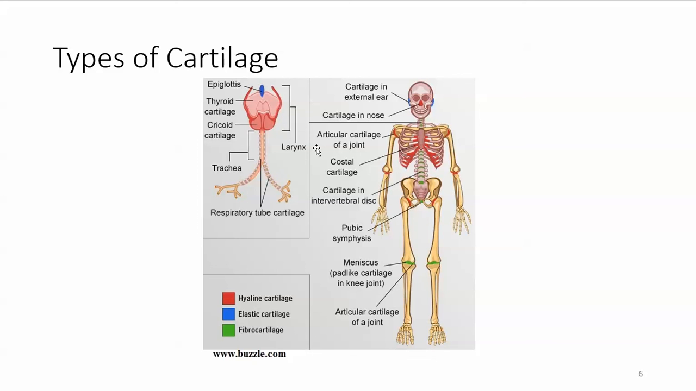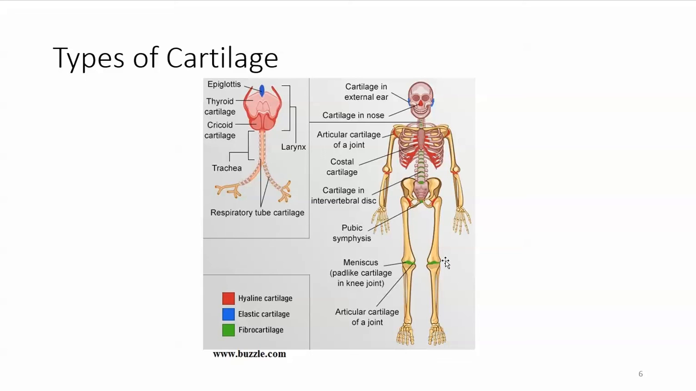Then you have the elastic, and that's in the blue, right over here by the ears. It provides support but can tolerate distortion without damage and returns to its original shape. And the last type is the fibrocartilage, and you'll find that wherever you see this green right here. It resists compression, prevents bone-to-bone contact, and limits relative movement.